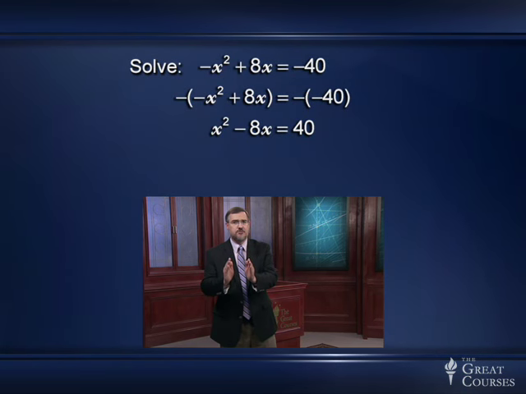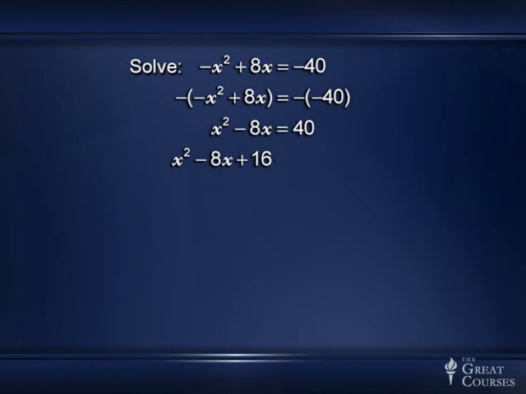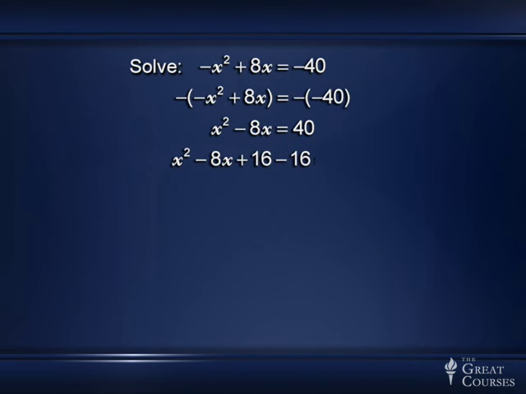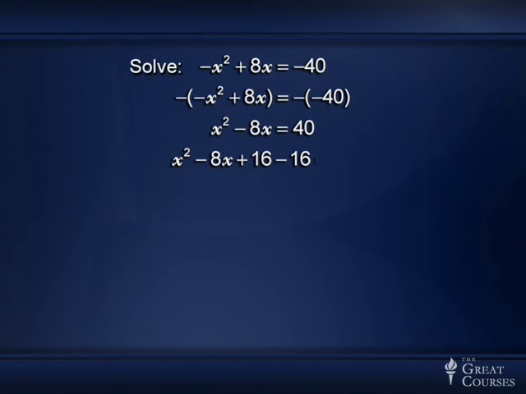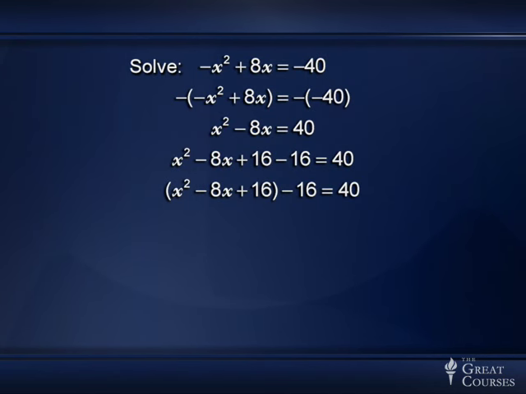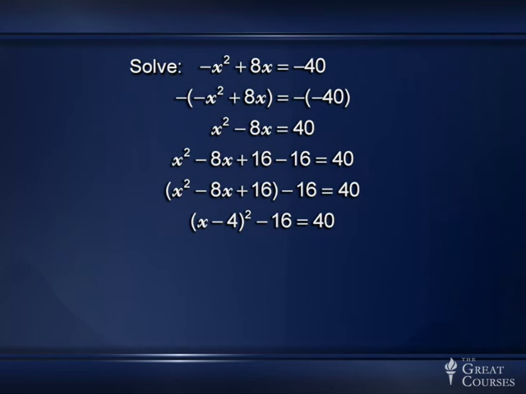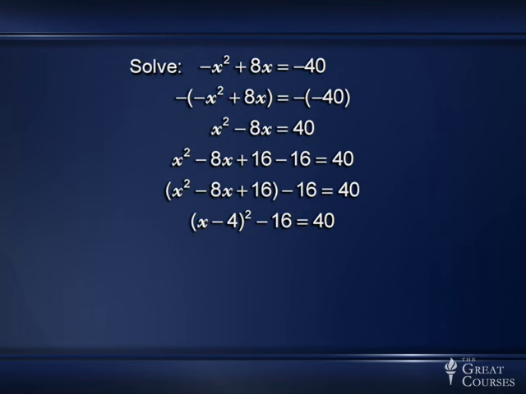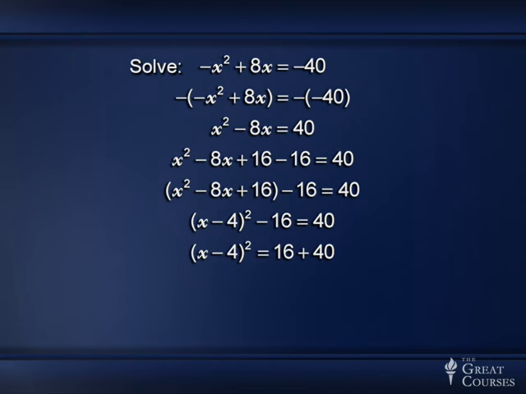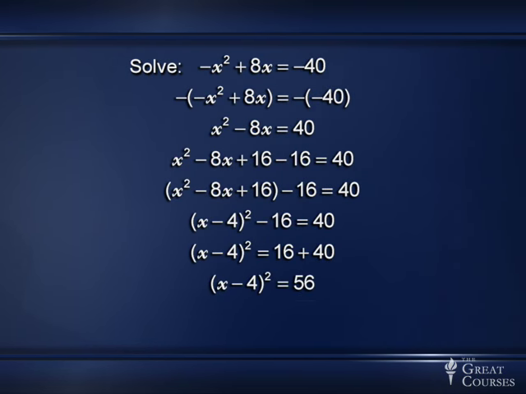It's the same recipe as before. So I need to add 16. But if I add 16, I've got to subtract 16 in order to make everything balance. And that means I'm going to write x squared minus 8x plus 16 minus 16 equals 40. Grouping the plus 16 with those other two terms at the front will actually give me (x minus 4) squared minus that extra 16 equals 40. Let's swing that negative 16 to the right-hand side, and I'll have (x minus 4) squared equals positive 16 plus 40, which is the same as 56.